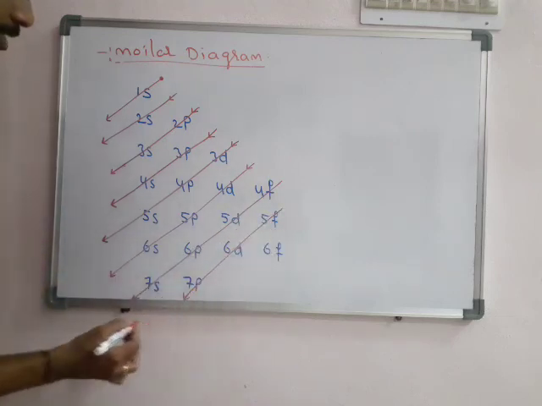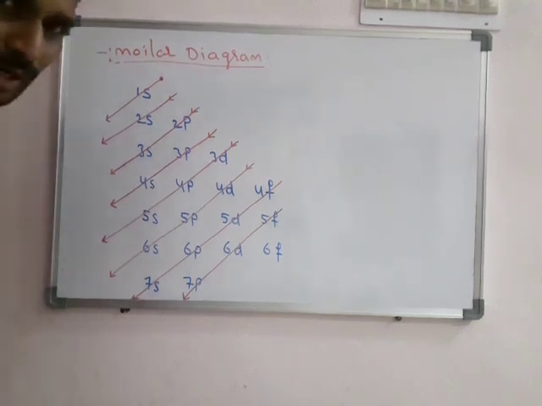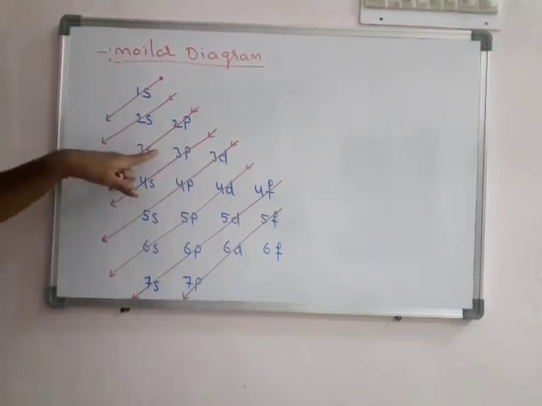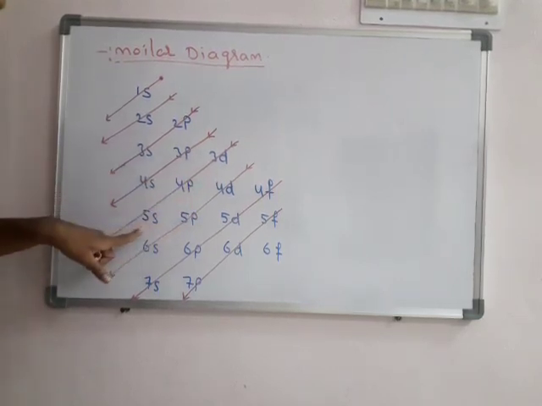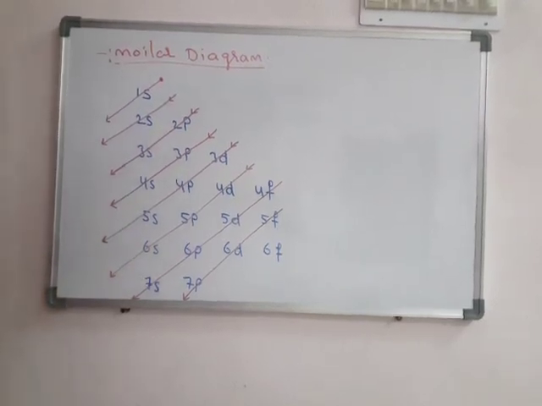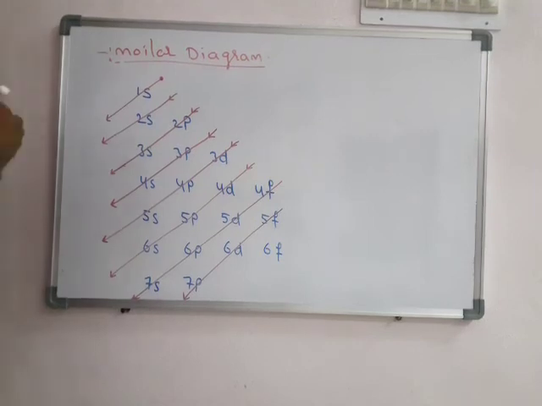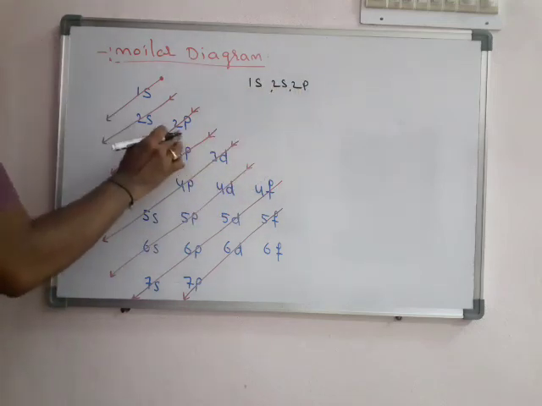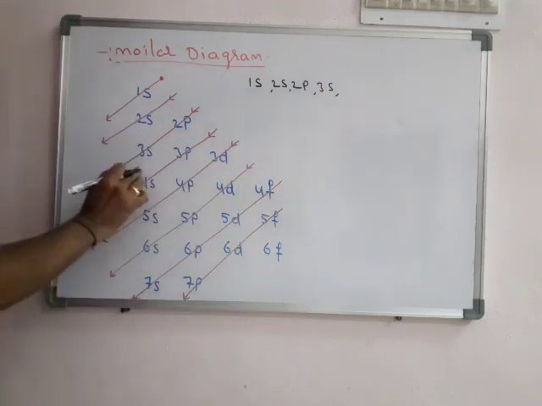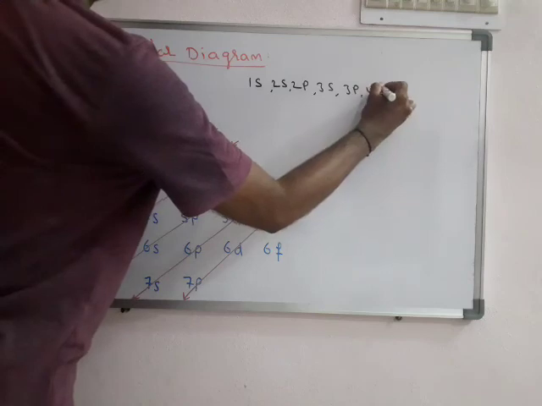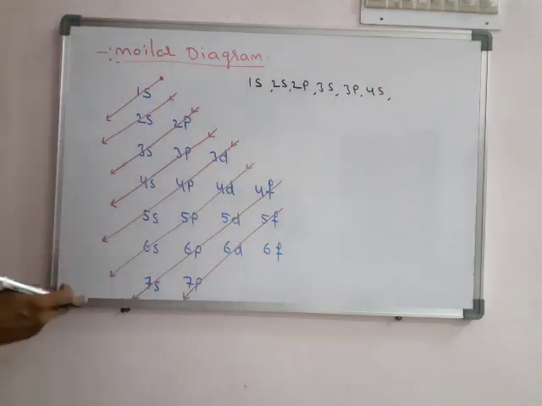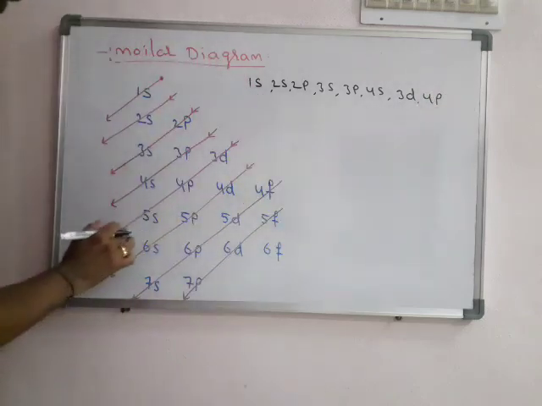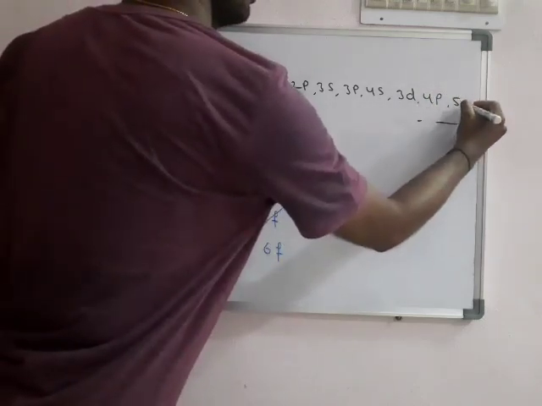Generally we require up to 30 to 40 elements. So first 1s, then 2s, then 2p 3s, then 3p 4s, then 3d 4p 5s, then 4d 5p 6s. So this is the order. We write the configuration, the filling of electrons, like this.